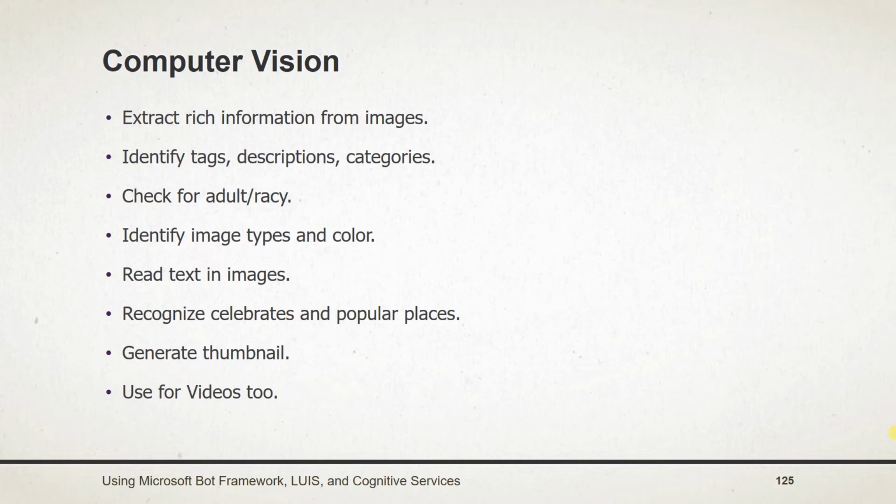We can also identify image types and color schemes in pictures. We can retrieve text from an image, which is known as OCR, optical character recognition. I usually use this to obtain text from images that contain quotes. We can also retrieve handwritten text within an image. We can identify celebrities or popular places. Sometimes we need to store a thumbnail for the image, and we can use Cognitive Services to generate those thumbnails. The Computer Vision API now supports videos along with images. However, in this series, I will show you how to work with images.